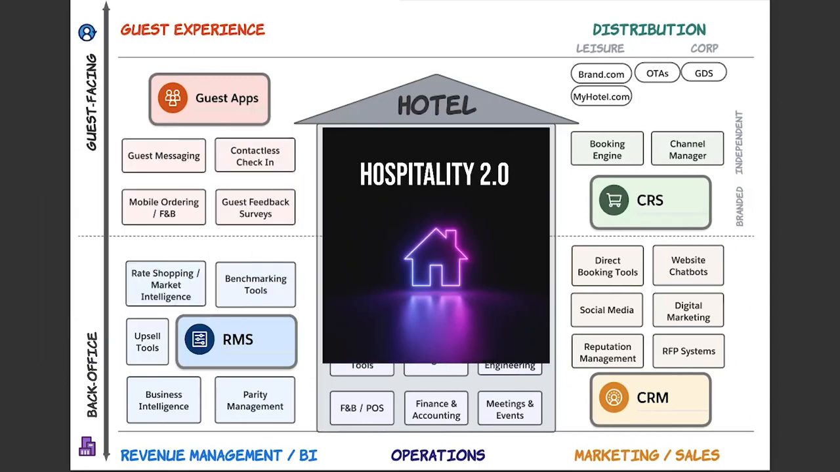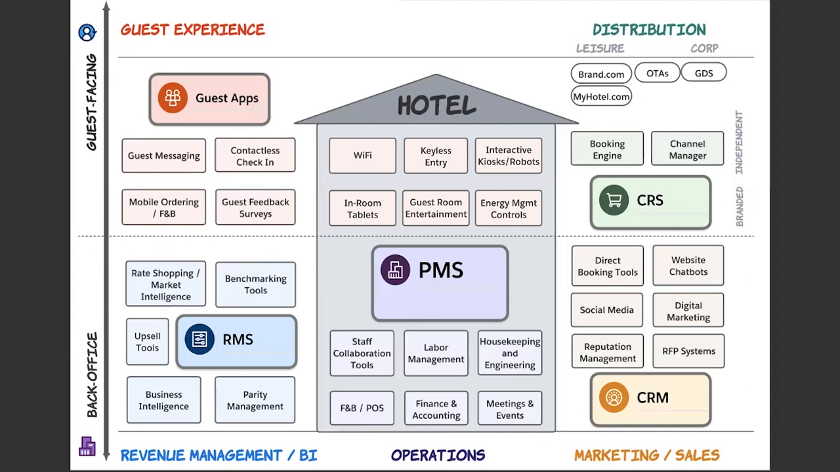Let's review it together. So how to read this diagram? What you see here is a comprehensive map of types of technology solutions that are currently available for lodging accommodations in our industry. This here is a roadmap of tech solutions for hotels, mostly software with a sprinkle of hardware.